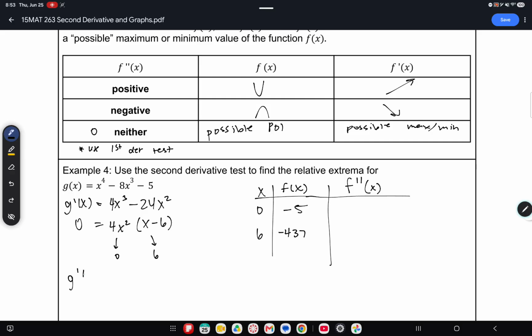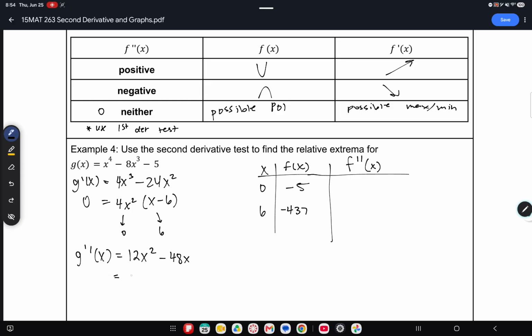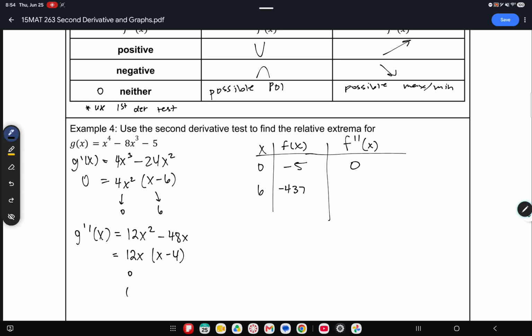So let me find the second derivative. So that's 12x squared minus 48x. And then just for sake of making these a little easier, 12x times x minus 4. If I plug in these values now, so if I plug in 0, then I'm going to get 0 times negative 4, which is 0. If I plug in 6, I'm just looking for signs here, so positive, and 6 minus 4 is positive, so I get a positive number here.